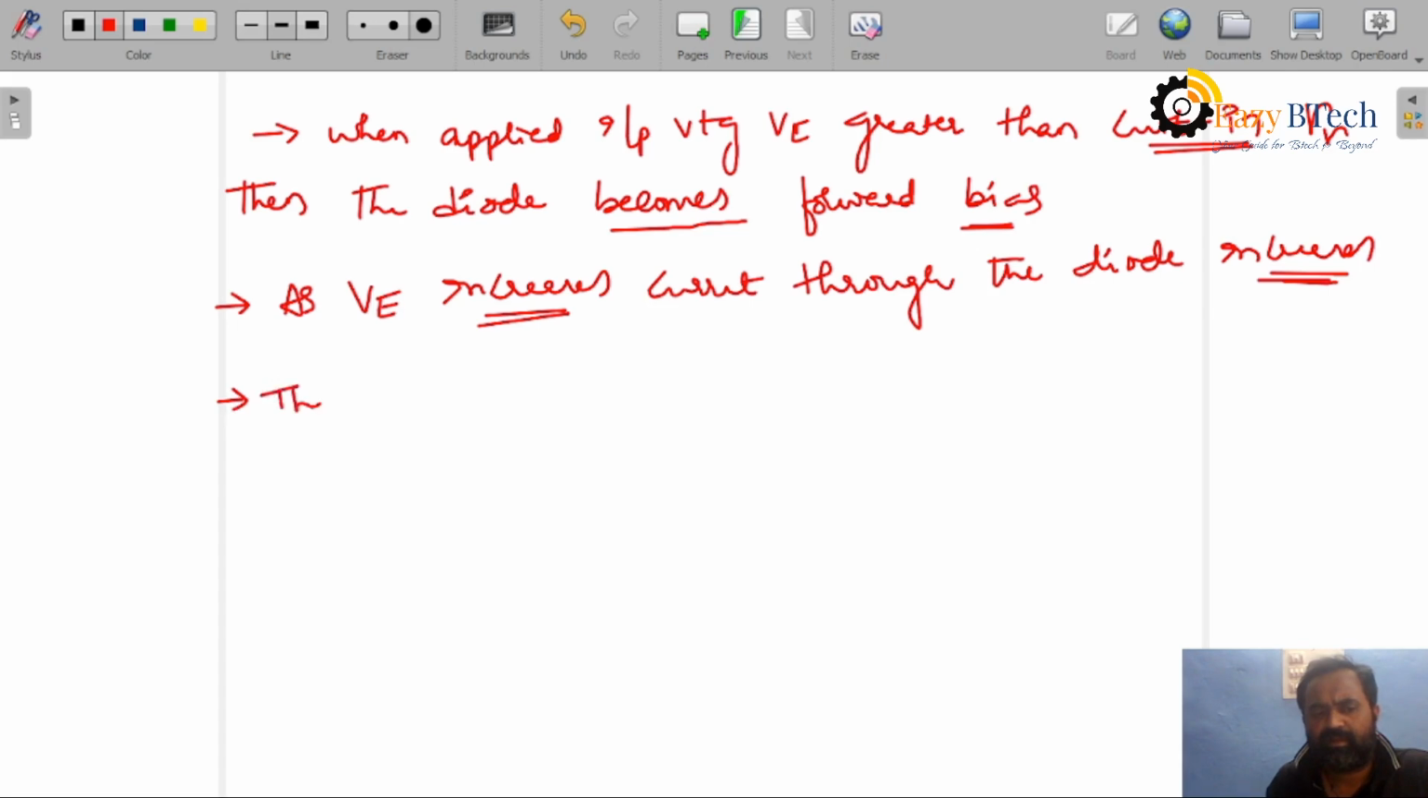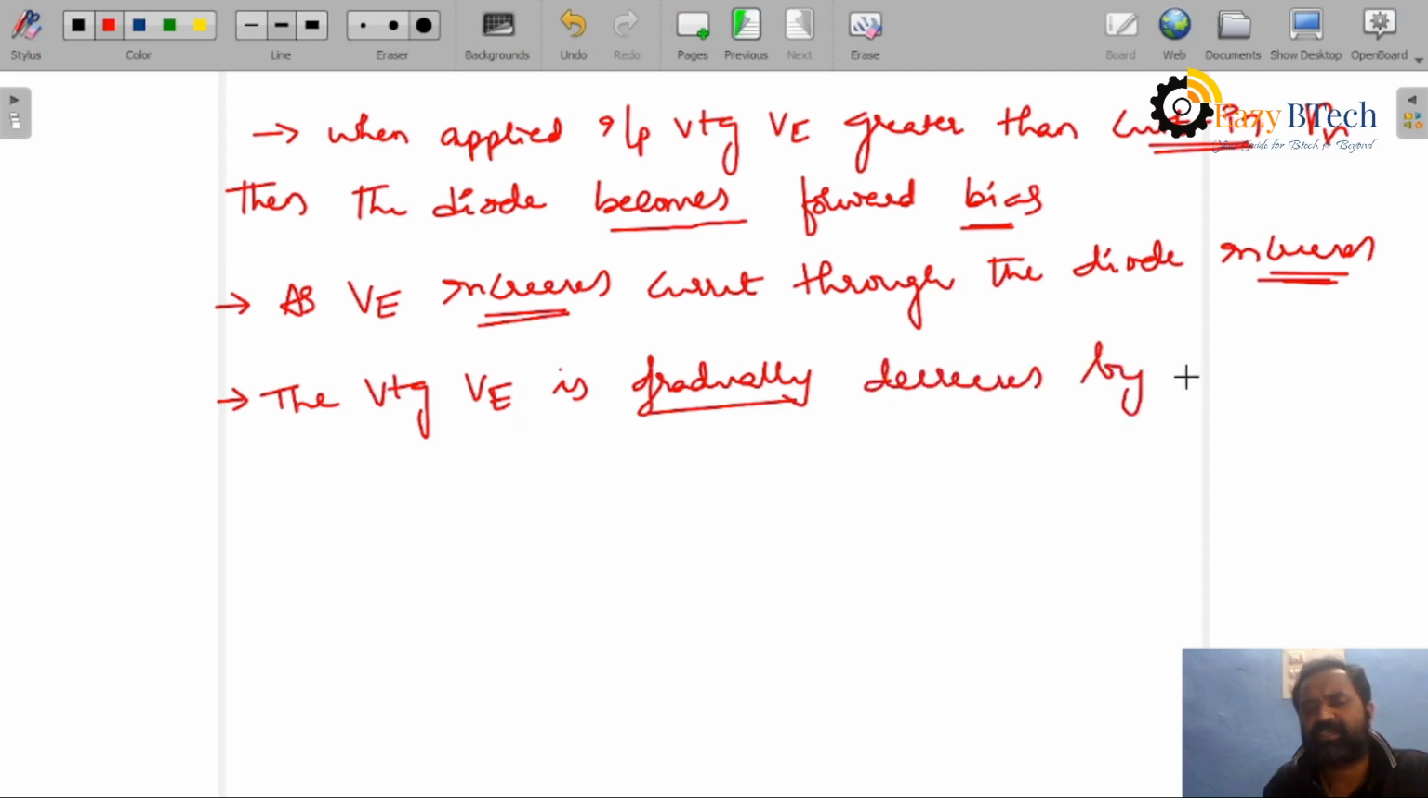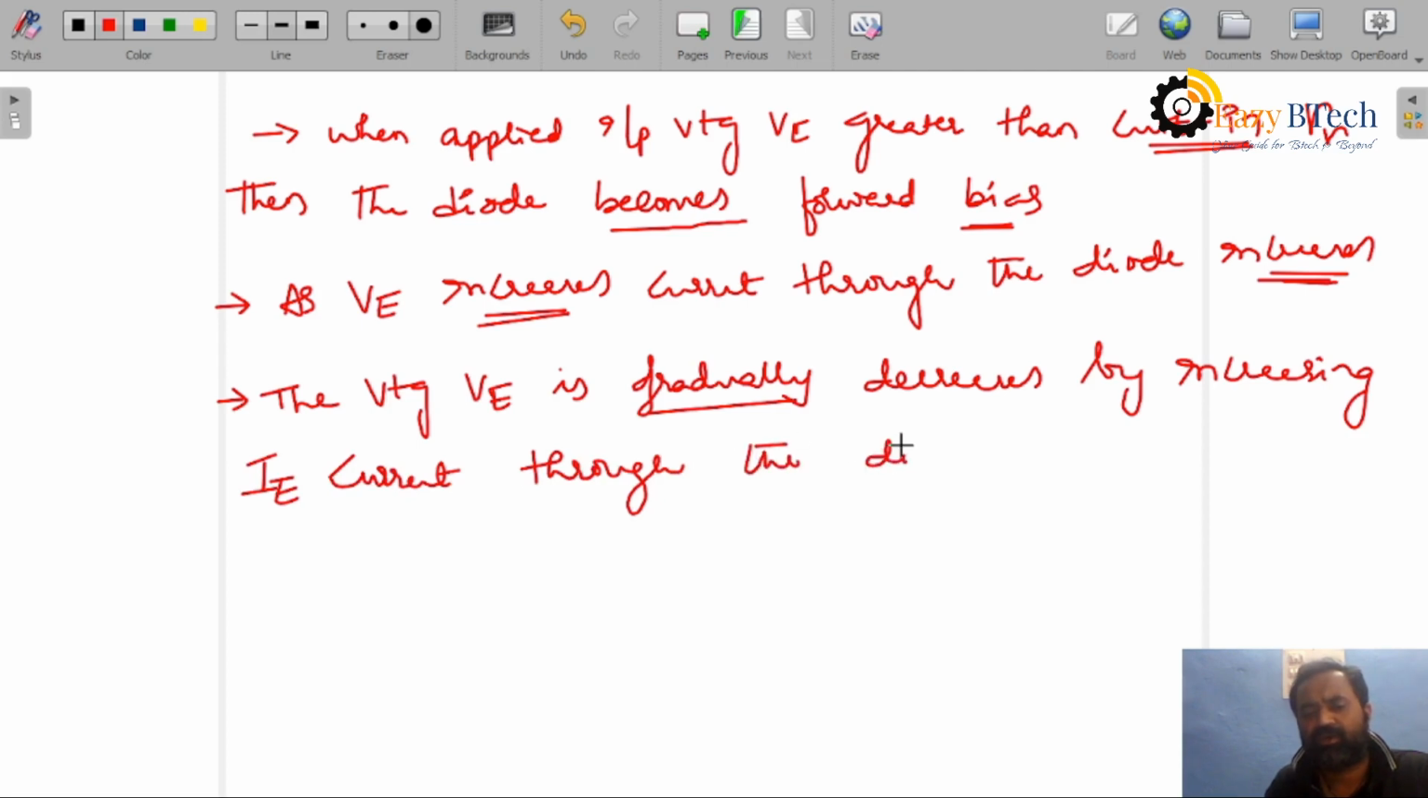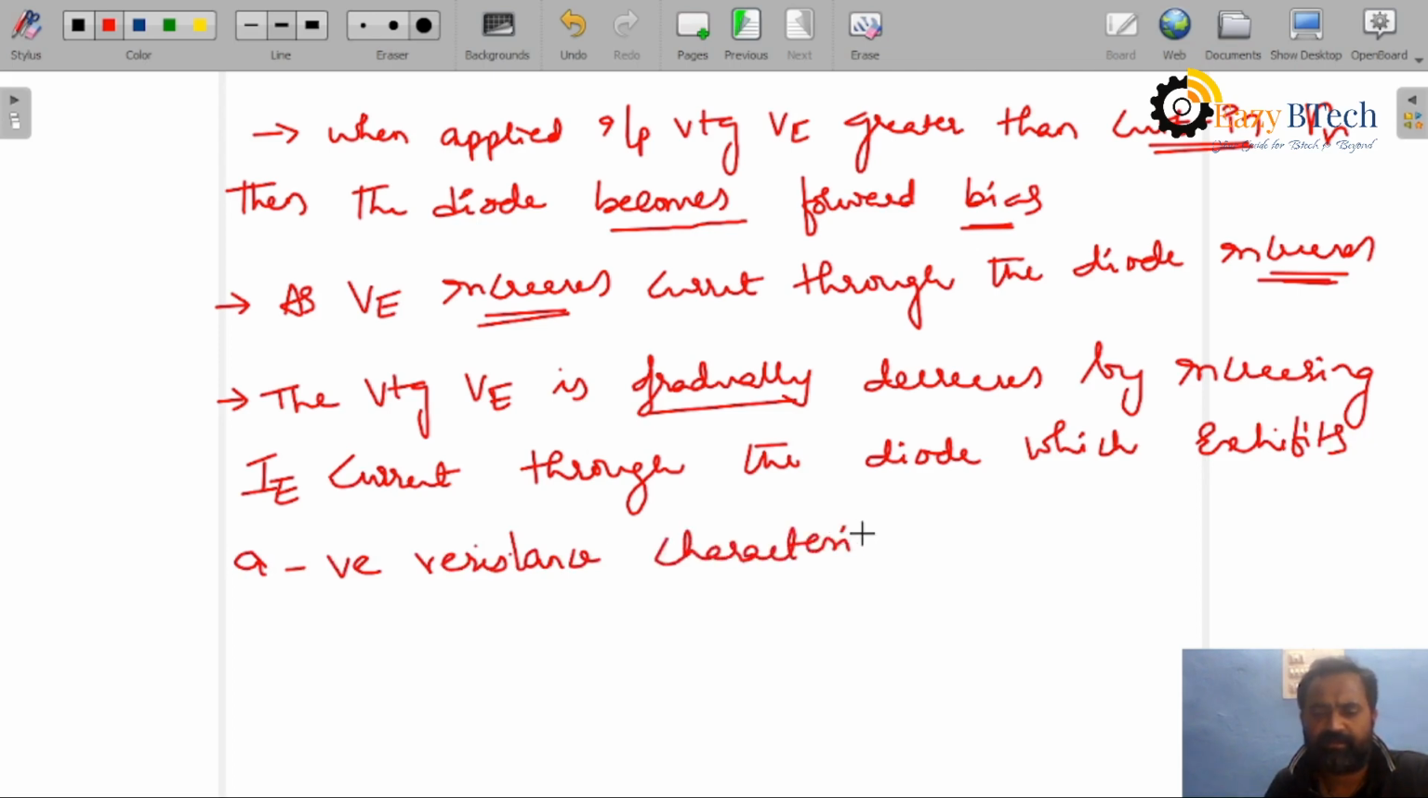Okay. The voltage VE gradually decreases by increasing the IE current through the diode, which exhibits a negative resistance characteristic. Okay, that we will see now.